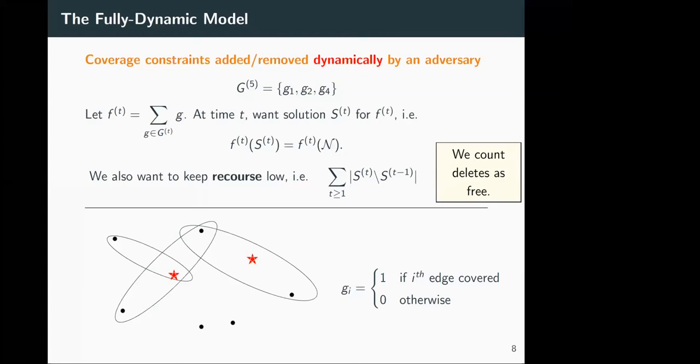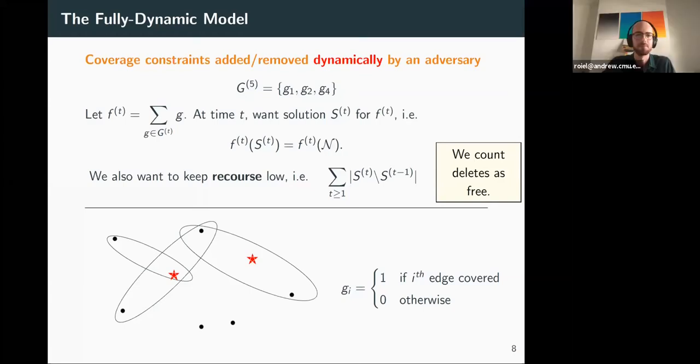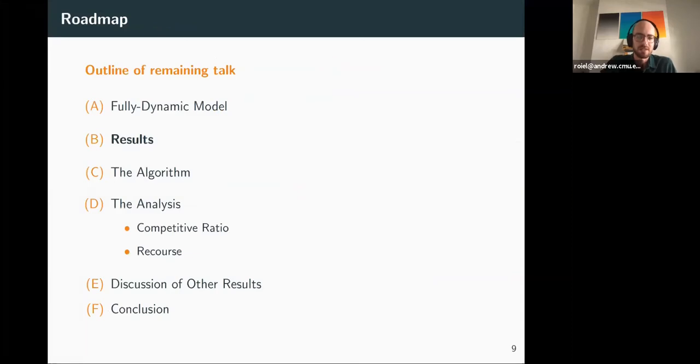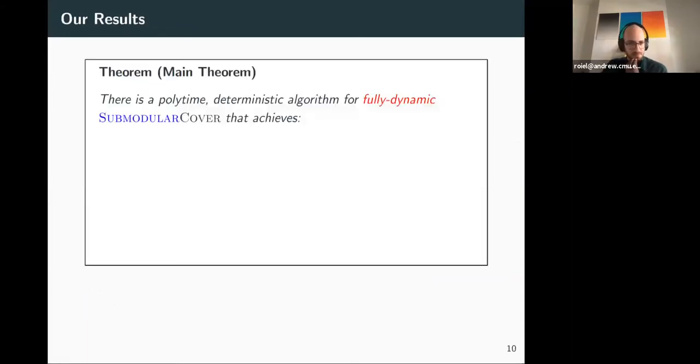Yeah. Okay. Thank you. So let's say the results. Here's our main theorem. We show that there is a polytime and furthermore a deterministic algorithm for this fully dynamic version of the submodular cover problem that achieves 2 things. One is it always maintains a competitive ratio that's order log F max. And recall, log F max is the optimal thing that we can achieve even offline. And so this is within a constant factor of the best we could possibly do.